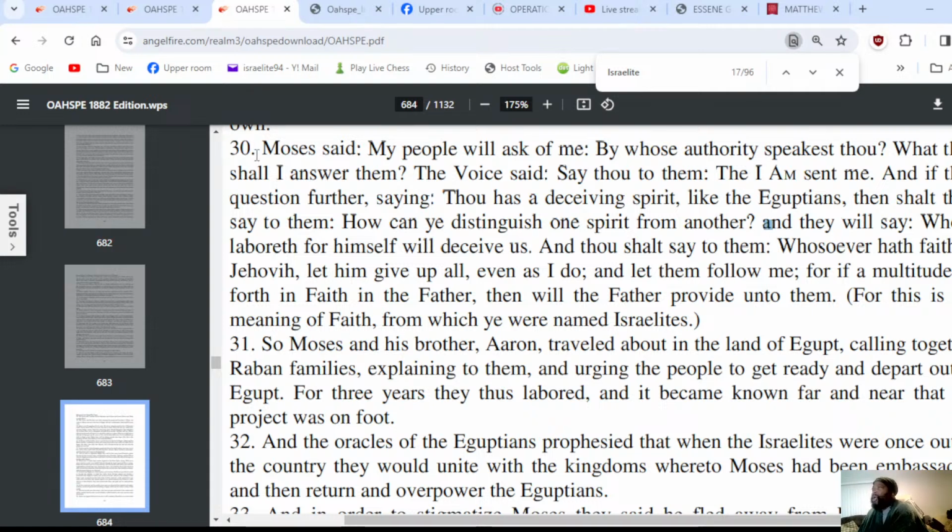So now we're here talking. We see an account of Moses being spoken to by an angel. It's in the Bible. This is the OAHSPE account, and I'm trying to lead up to a better understanding of how it uses Israelites later on in the verse. So let's go on. It says, by whose authority speakest thou? What then shall I answer them? The voice said, now the voice is the angel of the Lord.